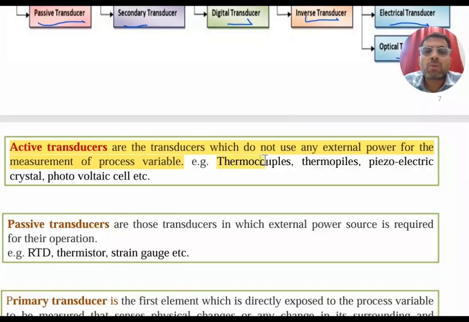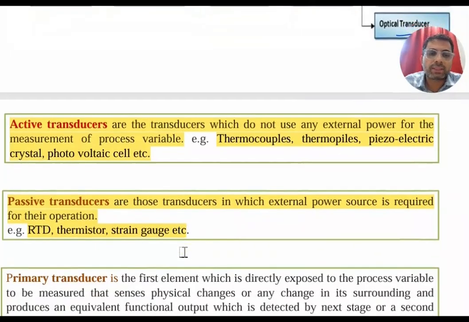So what are the examples? Thermocouple, thermopile, piezoelectric crystal, photovoltaic cells, etc. In the examination, you need to write only the definition and one or two examples. What is a passive transducer? Passive transducers are those transducers in which an external power source is required for their operation, for their measurement. And what are the examples? RTD, thermistors, strain gauge. These are examples of passive transducers.